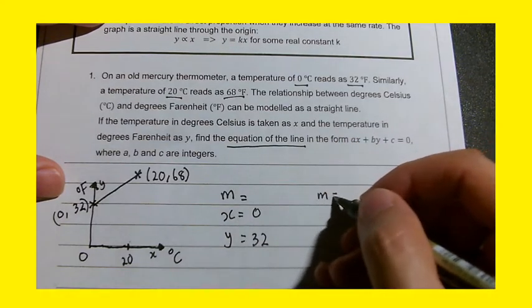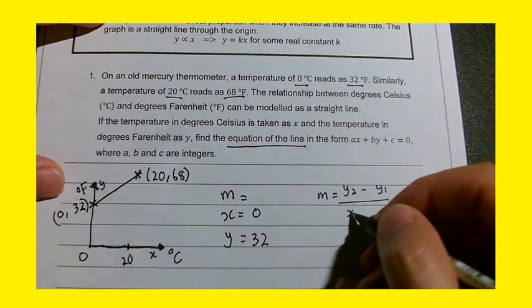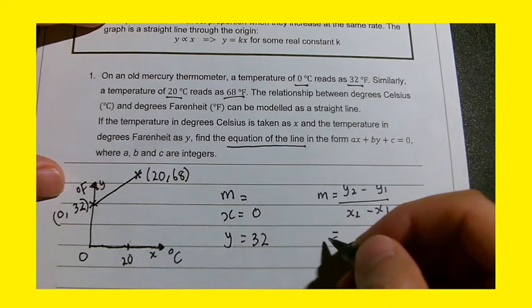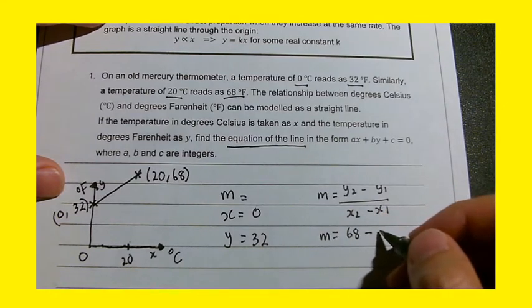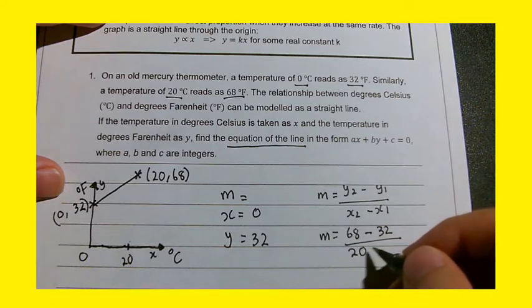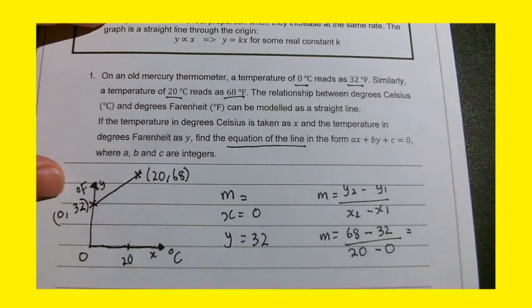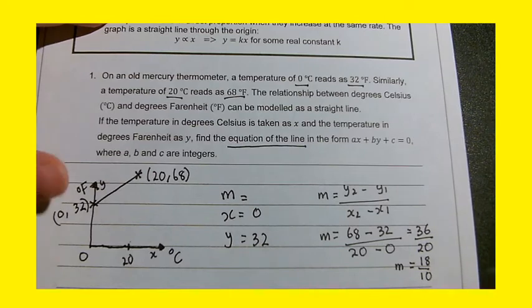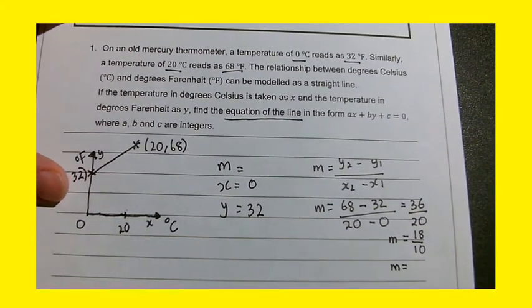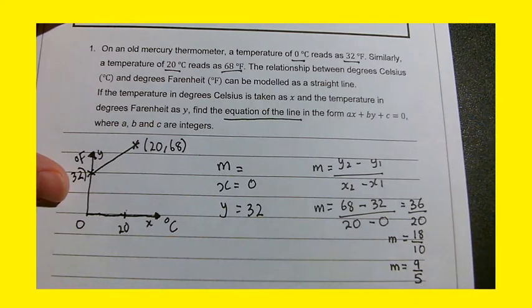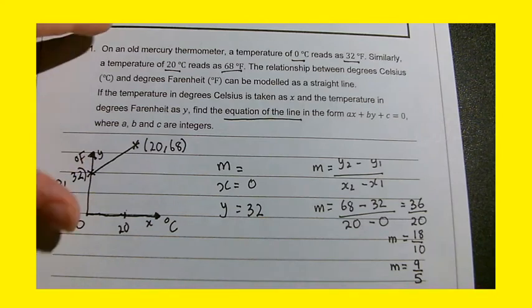So I'm going to do a quick calculation to find my gradient: y2 minus y1 over x2 minus x1. y2 is 68, y1 is 32, x2 is 20, x1 is 0. When I do this, I get 36 over 20, and that can simplify down, dividing both by 2, to 18 over 10, and further to 9 over 5. I want to get as far down as possible. So that's my gradient, 9 over 5.